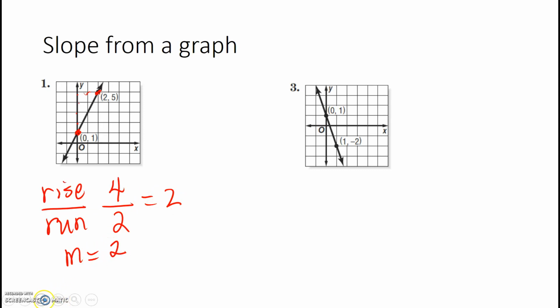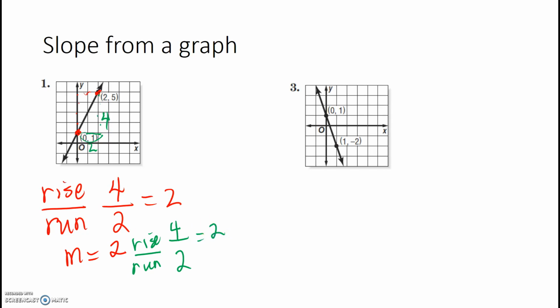And I can look at that a slightly different way, from the other direction. I can find the way it runs first. It runs 2 units, and it rises 1, 2, 3, 4 from that point. And so we still have the same slope of 2.